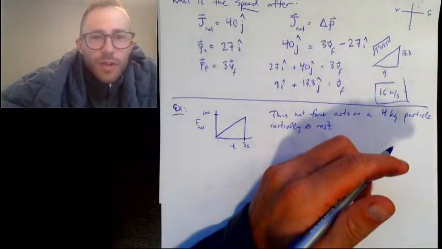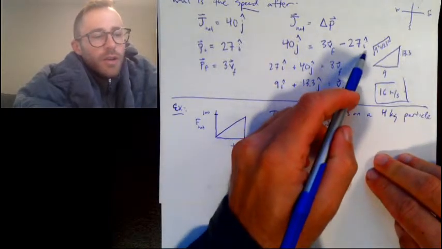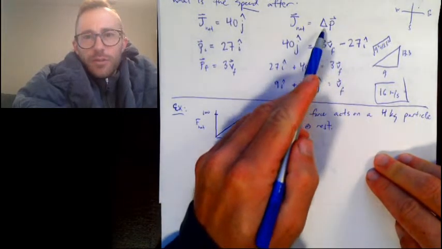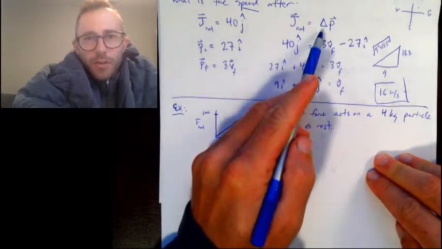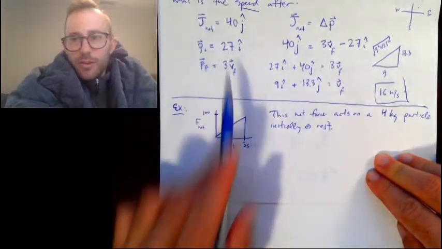There's a question in the chat about why this is minus 27i. It's because change in momentum is final momentum minus initial momentum, so I have to subtract that 27i.